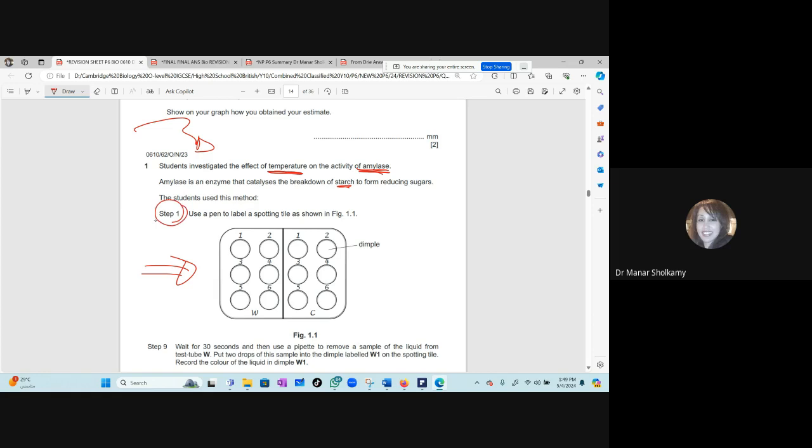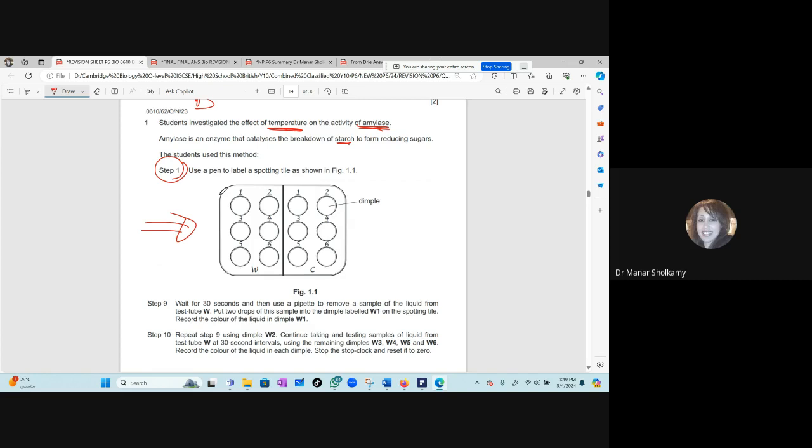Step 1, they use a pen to label a spotting tile as shown. So they have a spotting tile. I did not get all the steps, but they will tell you that they will put iodine here, and then they will get the test tube. When they adjust the temperature of the test tube, they will put the starch, they will put the amylase, and every 30 seconds, see, for every 30 seconds, they will take one drop out and they will put it here. If the color changes to blue-black, then starch has been broken down or not yet.